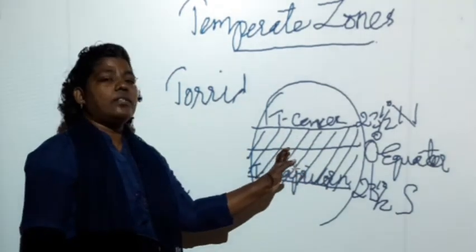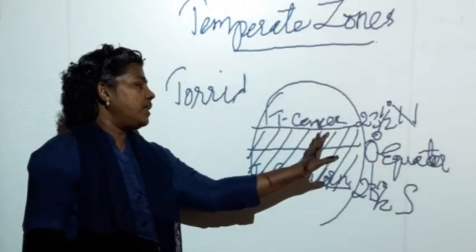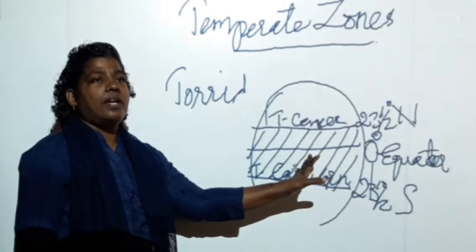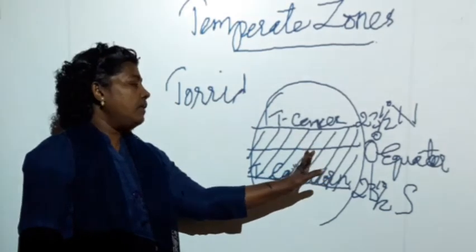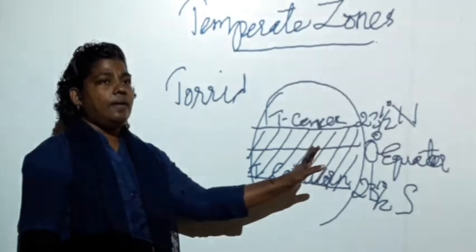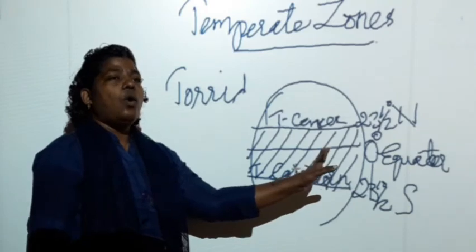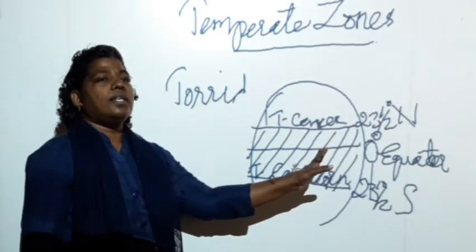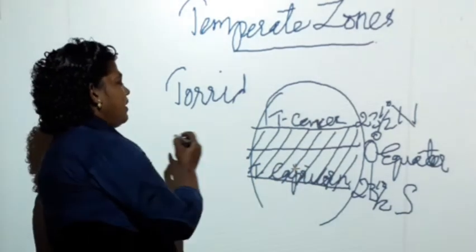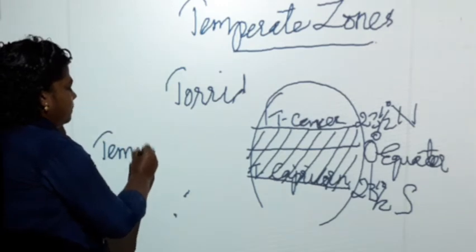So the regions or the countries or the continents, whatever may be located in this region, will get the direct rays of the sun. Here the summer is long and the winter is less. This region receives the longest summer and the shortest winter. Did you understand, children? The next zone is temperate zone.